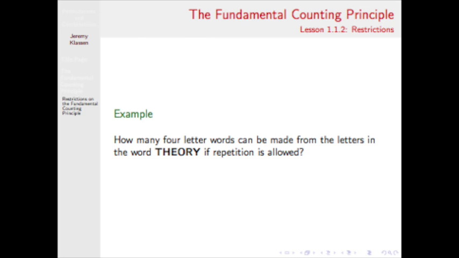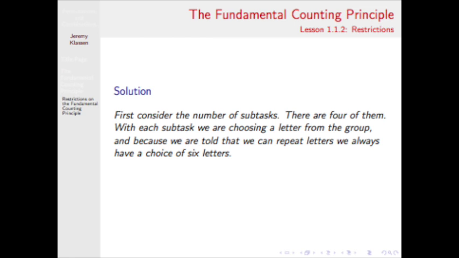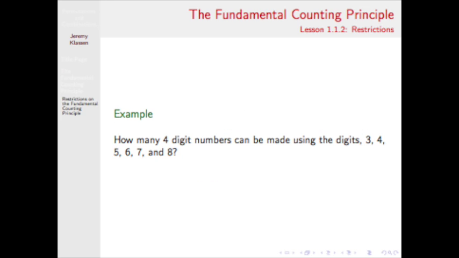Now let's look at another example. How many 4-letter words can be made from the letters in the word theory if repetition is allowed? So this is an example of the fundamental counting principle, and as such I have to first consider the subtasks. And there are 4 of them. I have to choose 4 different letters. Each one is a subtask. But the group that I'm choosing from is a group of 6 letters, and because we're told that we can repeat them, we're always going to have a choice of 6 letters. And so the solution to this problem will be 6 multiplied by itself 4 times, 6 to the 4th, or 1296.